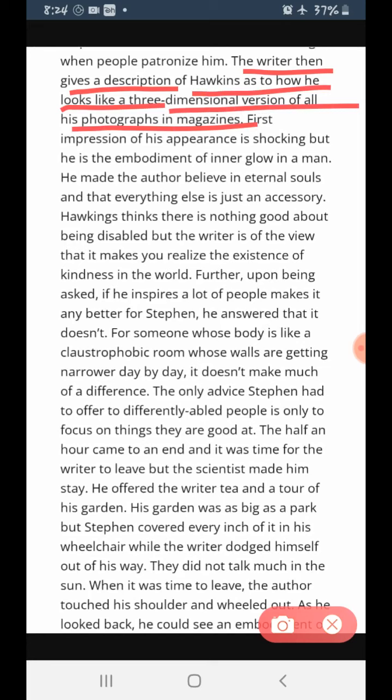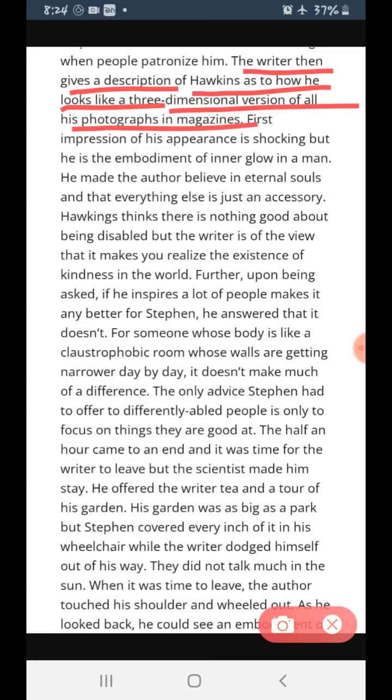He means to tell that when he had seen his pictures in magazines, he feels like it is the 3D version of Stephen Hawking. Okay, 3D means three-dimensional, or three-dimensional is also called 3D version. So here 3D version, I hope you all know what is 3D version.